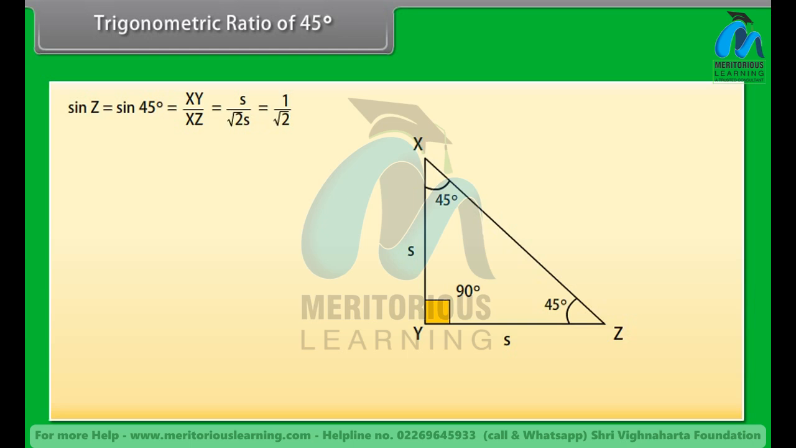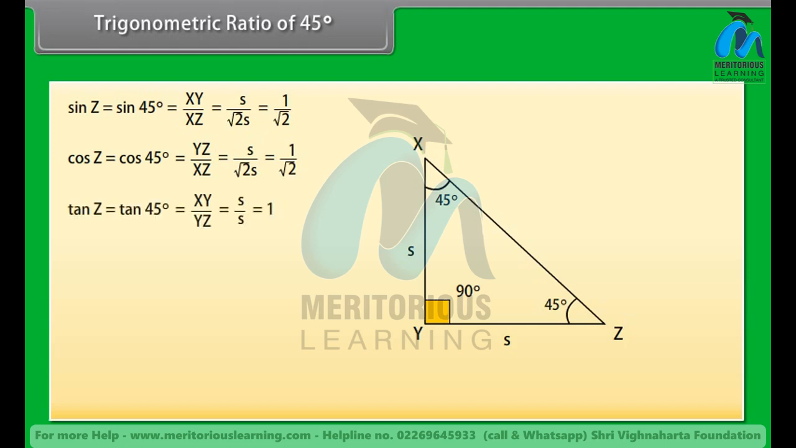Sin Z is equal to sin 45 degree, which equals XY upon XZ, which equals S upon square root 2S, which is equal to 1 upon square root 2. Cos Z is equal to cos 45 degree, which equals YZ upon XZ, which is equal to S upon square root 2S, which is equal to 1 upon square root 2. Tan Z is equal to tan 45 degree, which equals XY upon YZ, which equals S upon S, which is equal to 1.